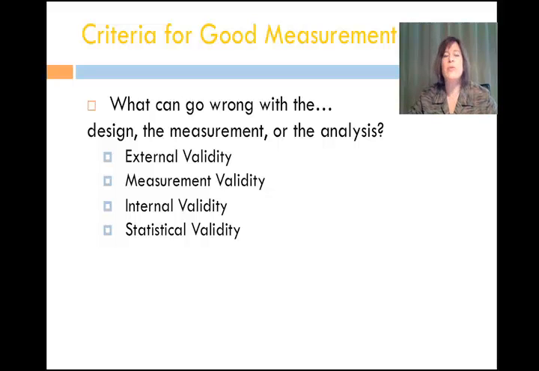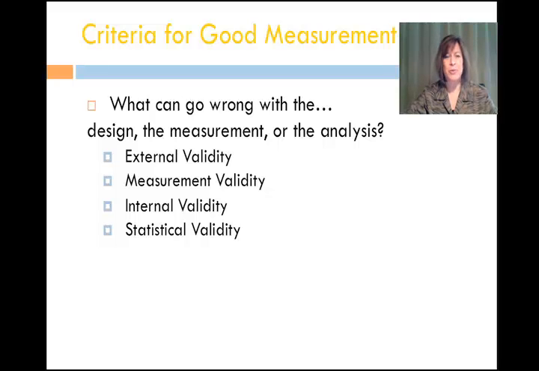Other synonyms for the word validity, they can be used interchangeably, are words like appropriateness, so the appropriateness of a measure, meaningfulness, correctness, usefulness of the inferences, especially when we're talking about statistical validity. So that's what we're talking about when we're talking about validity. What could go wrong? And there's several different kinds of validity that we're going to talk about.